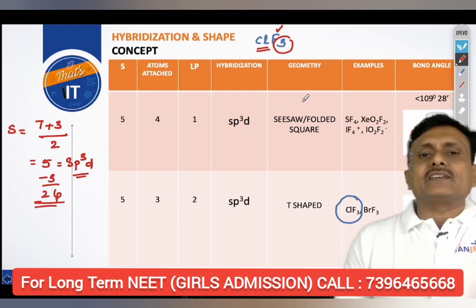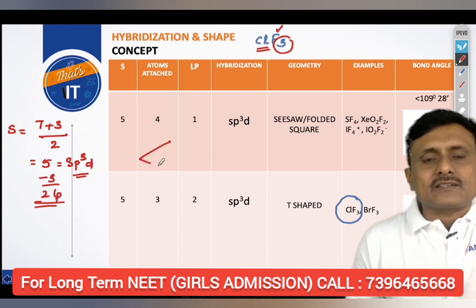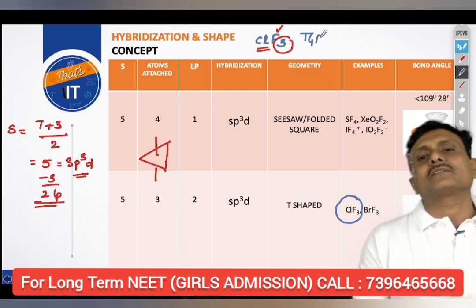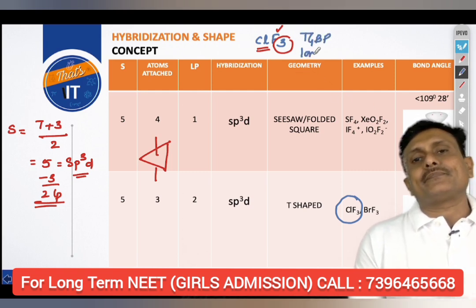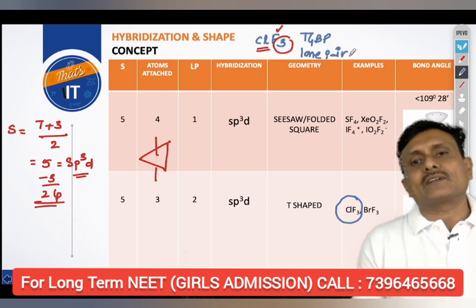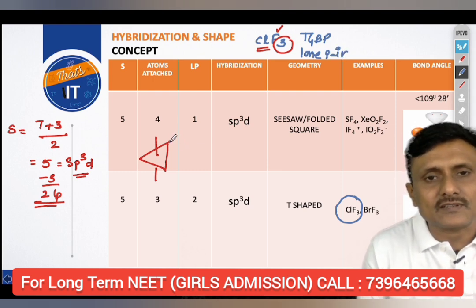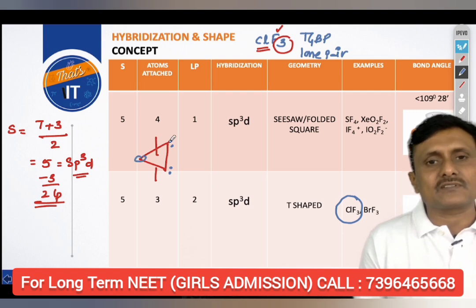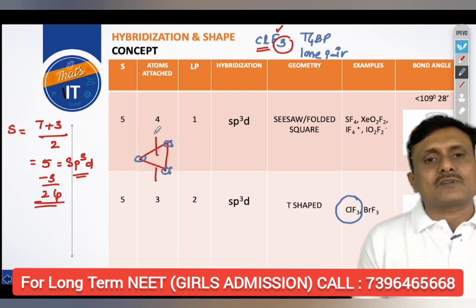For sp3d, you must draw actually trigonal bipyramidal. And remember, in all trigonal bipyramidal structures, the lone pair must be accommodated at the equatorial position. You can see that these are called equatorial positions. There are 3 equatorial positions. These positions are called equatorial. These 2 are called axial positions.